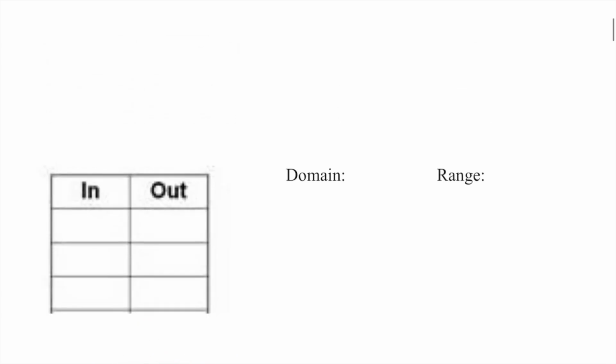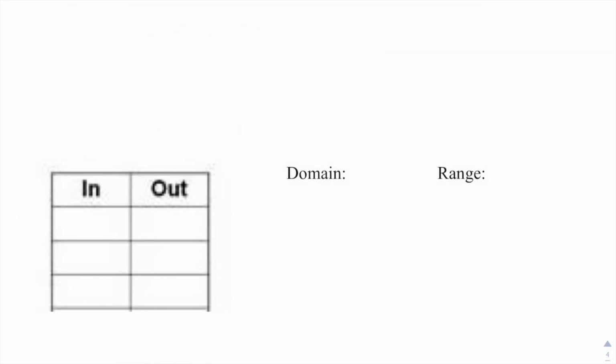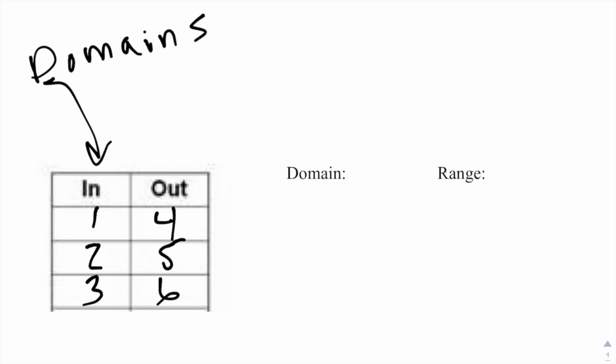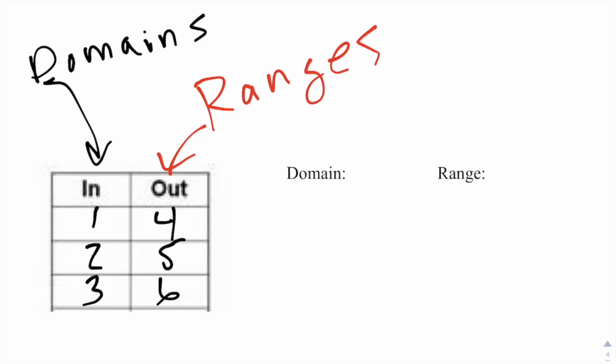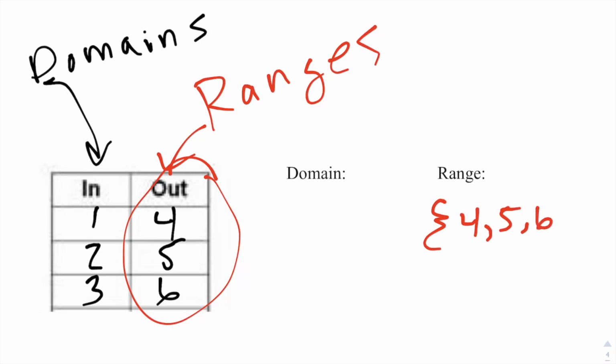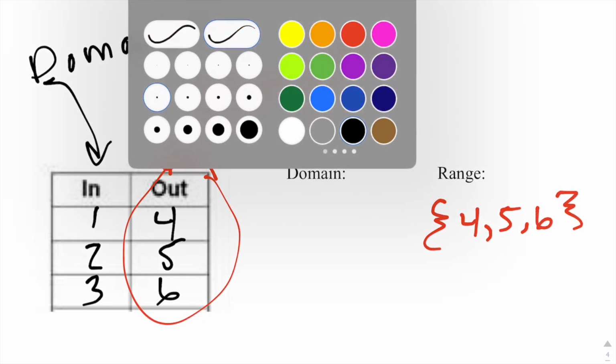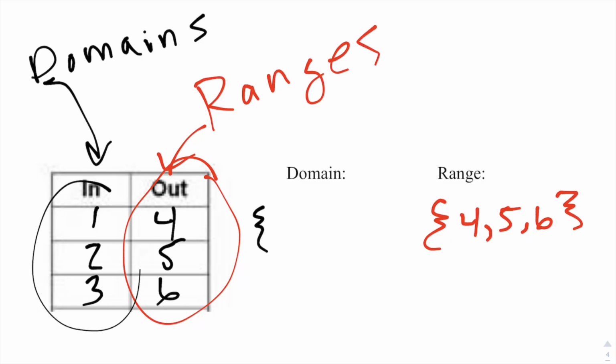So let's come down here. Here's a table. Let's just throw some random numbers in it. I always like to go easy, so 1, 2, 3. And if I put in 1, 2, 3, I get out 4, 5, 6. If I know that my domains are my inputs and my ranges are my outputs, then from this table I can build set builder notation, and my range would be 4, 5, 6. And my domain, using set builder notation, would be this right here, which is 1, 2, 3.